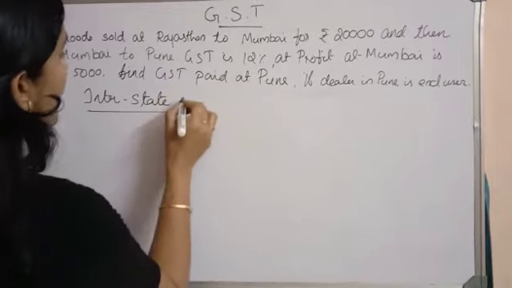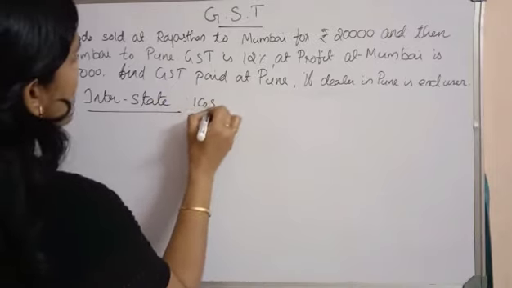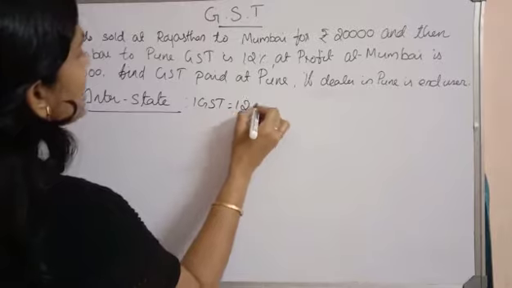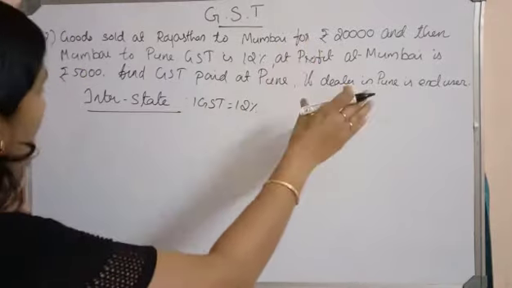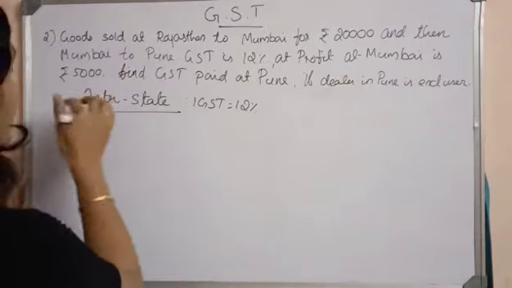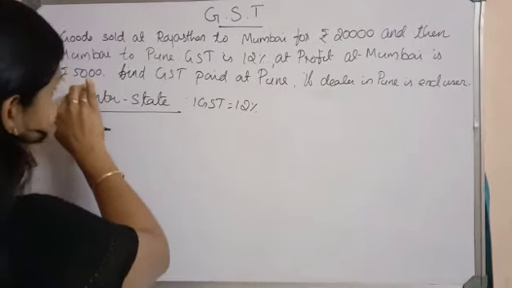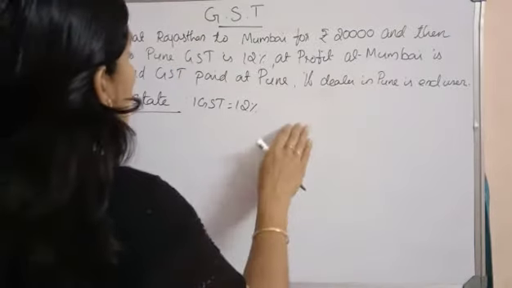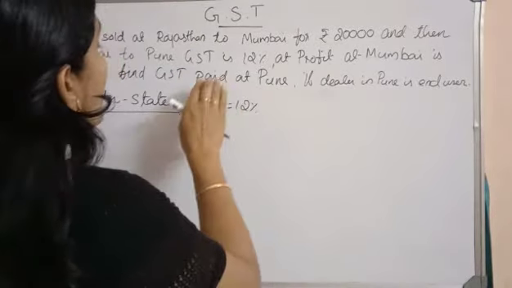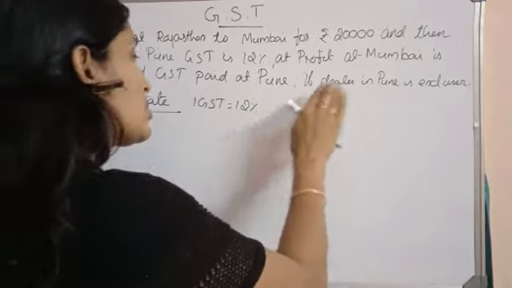So we have to find the IGST, and the IGST rate is given as 12%. And then again at Mumbai, the dealer is making a profit of rupees 5,000 and then it is sold to our dealer in Pune. We need to find the GST paid. So here we have to find the cost price as well as the GST paid.